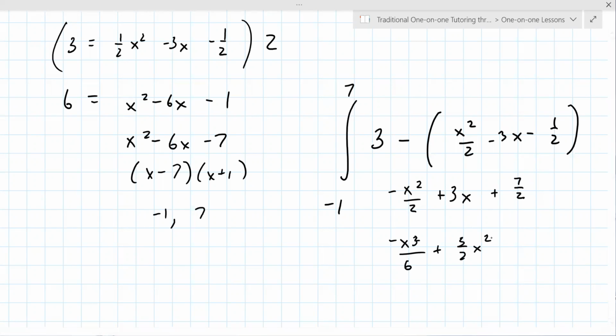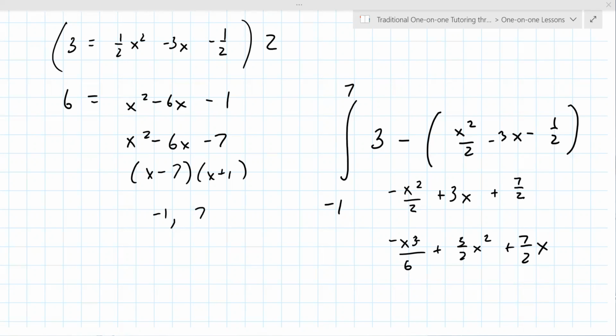Oh, you combined the 3 and the 1/2. Yeah, it's 6 halves plus 1/2, so 7 halves. Okay, so that's different. That changes my answer: 7/2 x minus x cubed over 3. Then we plug in 7 and minus 1.